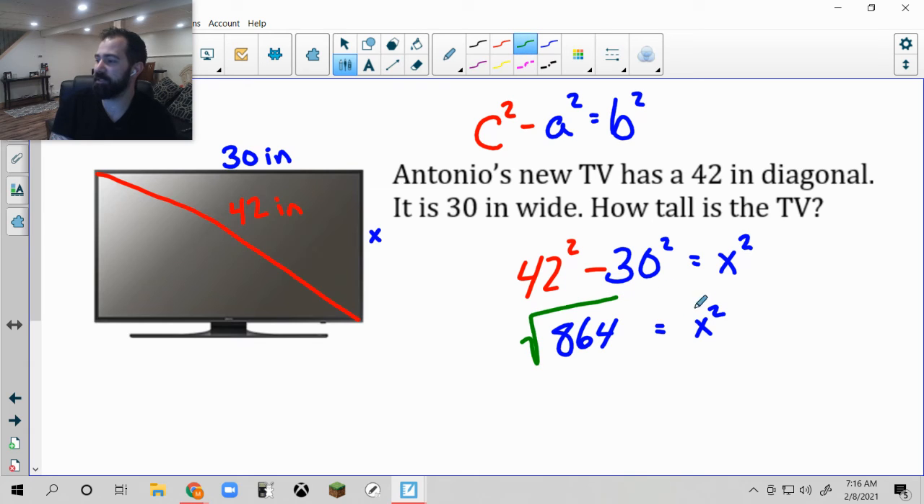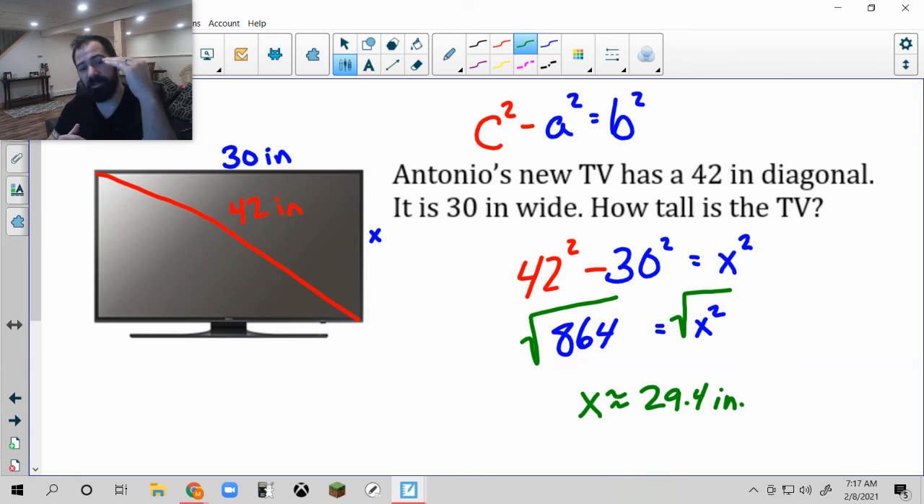Last step is to take that square root, which is approximately 29.4 inches. And now you know, if you want to buy a 42-inch TV, you have to have a space that is about 30 inches tall, 30 inches wide, or else it will not fit. There you go.